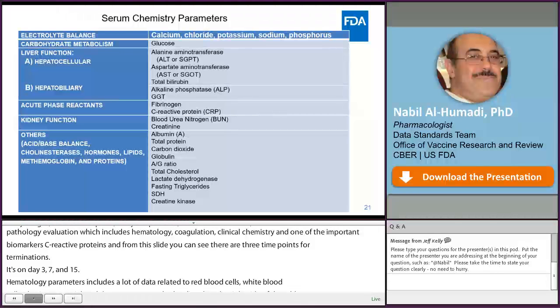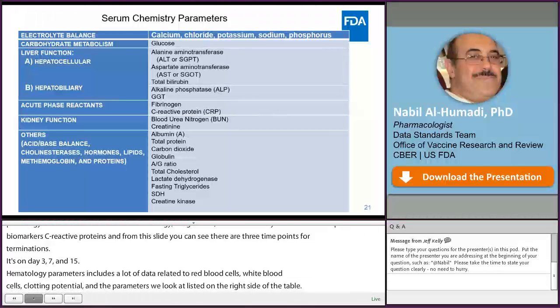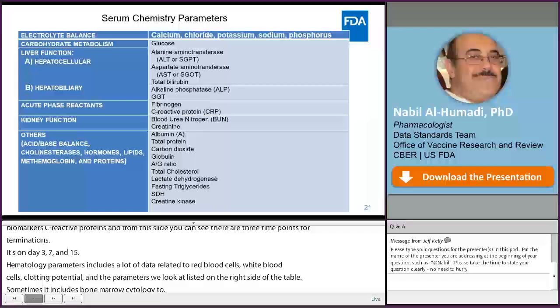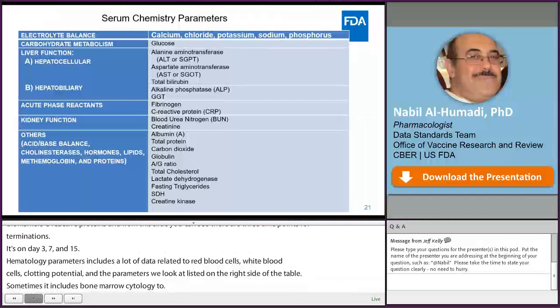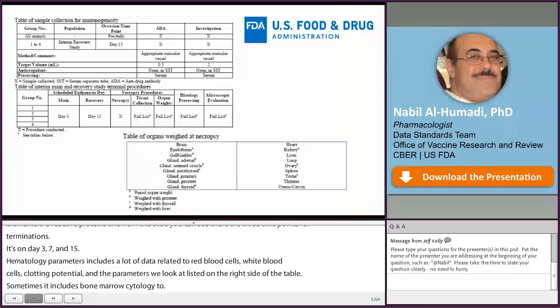Serum chemistry parameters include carbohydrate metabolism and liver function, which includes ALT, AST, ALP, and bilirubin. Acute phase reactants, which are biomarkers for inflammation, include fibrinogen and CRP. Kidney function, and others related to albumin, total protein, carbon dioxide, globulin, A/G ratio, etc. These are all listed on the right side.